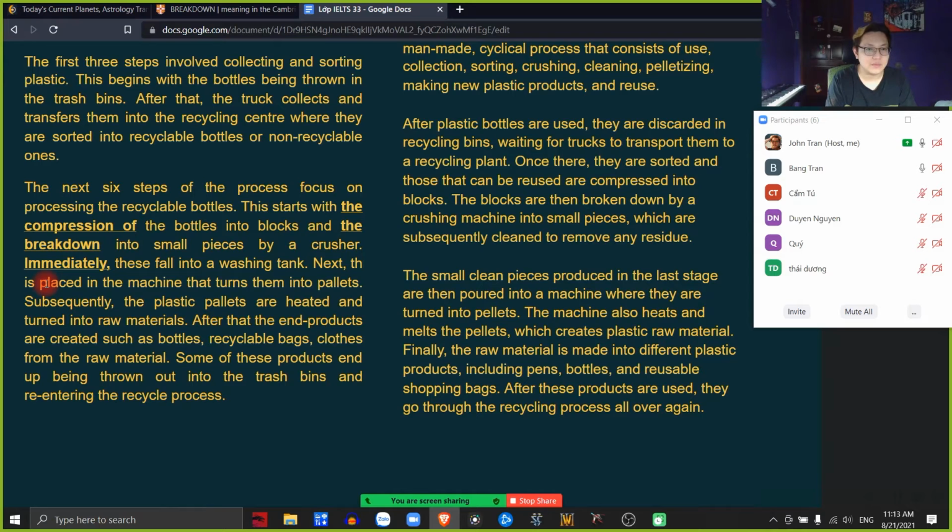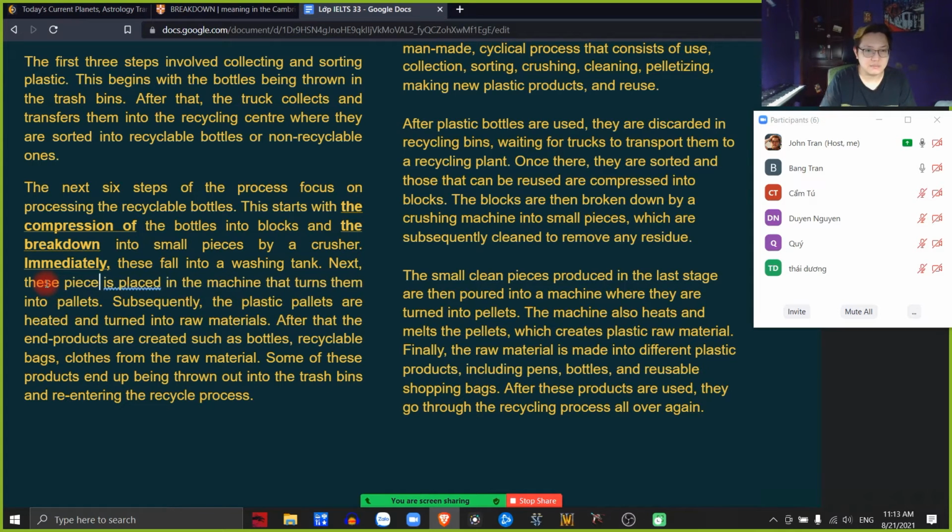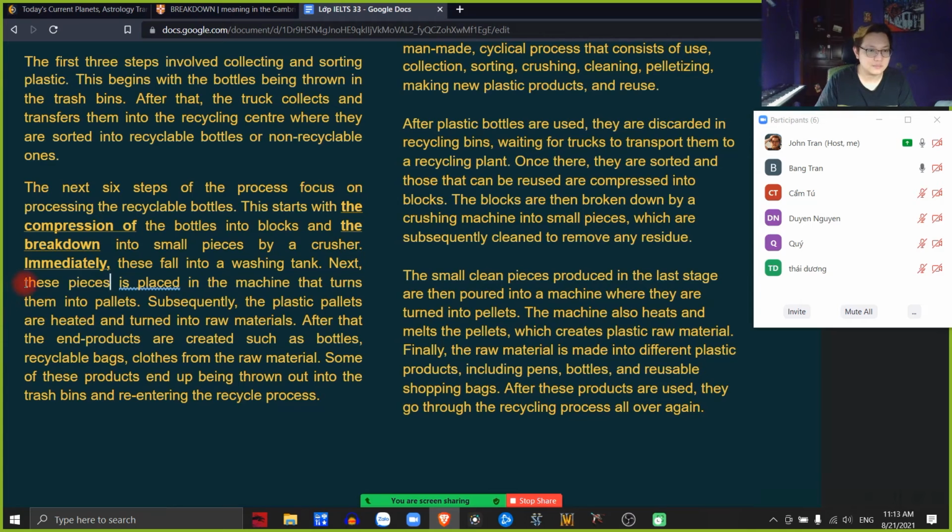Next, these pieces, những cái mảnh đó are placed in a machine. We don't know what machine it is, right? So just a machine. Mình đâu biết là máy gì đâu. Cho nên dùng mạo từ a đi. That turns them into pellets. Because this is another machine, right? Đây là một cái máy mới. Máy này nó chuyển chúng thành những cái hạt.